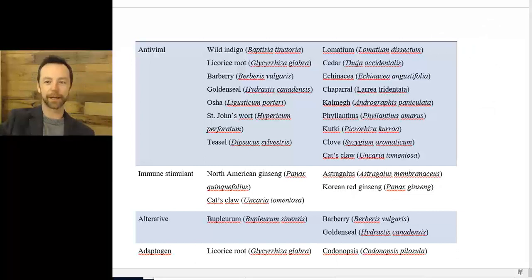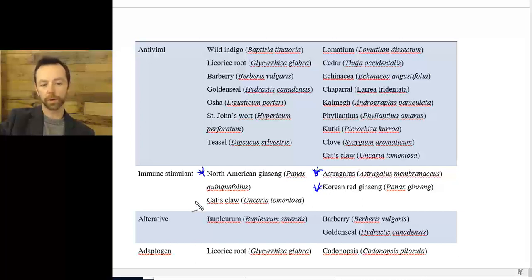Let's look at our immune stimulants. We've seen these before. Astragalus, this one always shows up, and Panax quinquefolius, this one always shows up. These ones, we're pretty confident in their ability to stimulate the immune system. Even some of the research, I think more so in cancer, has shown that. Panax ginseng, likewise, pretty good. These ones we feel confident about.